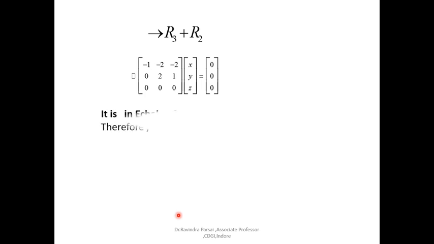So now, in order to make the elements below to 0, you do R3 plus R2. You will get the first row as it is, second row as it is: minus 1, minus 2, minus 2, 0, 2, 1, and 0, 0, 0, times x, y, z equal to 0, 0. What is this? All the elements below the leading diagonal are 0, that is, it is an echelon form. Then you can find the rank of this coefficient matrix by counting the number of non-zero rows.